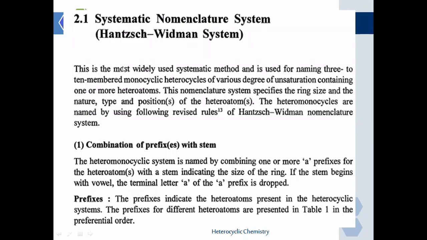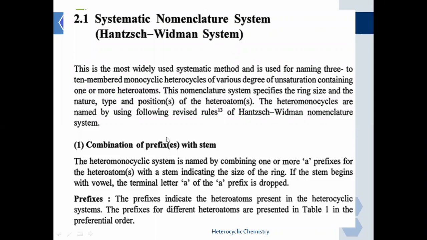Today we are going to start a very important nomenclature system which is used widely for giving names to every organic compound in existence, and that nomenclature system is known as the systematic nomenclature system, which was discovered by Hantzsch and Widman. So it is also known as the Hantzsch-Widman nomenclature system.